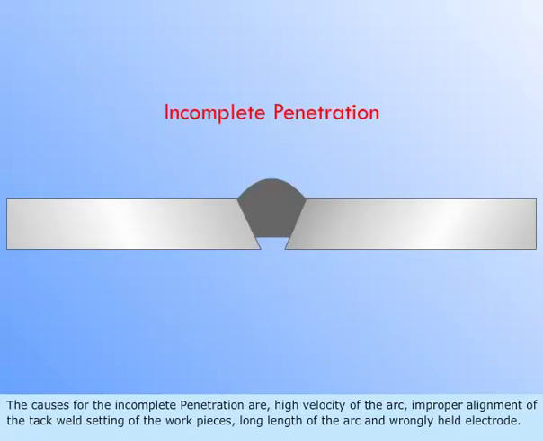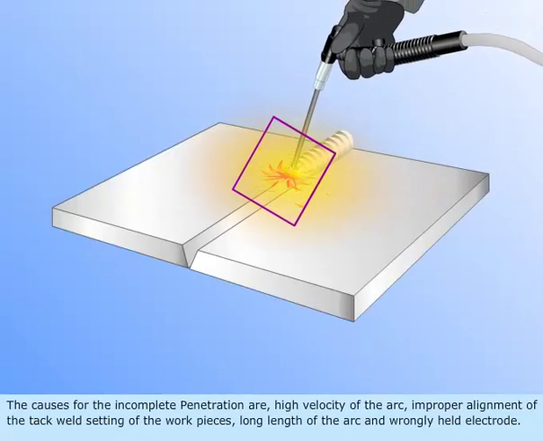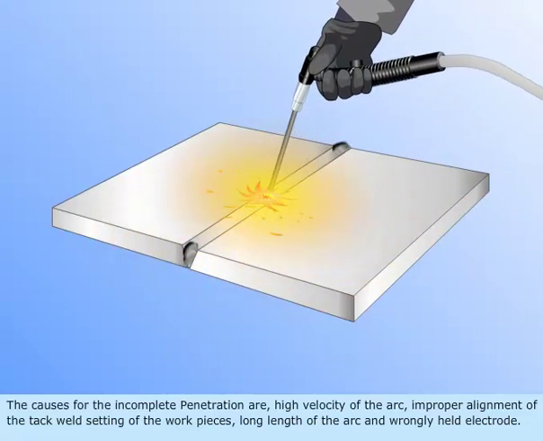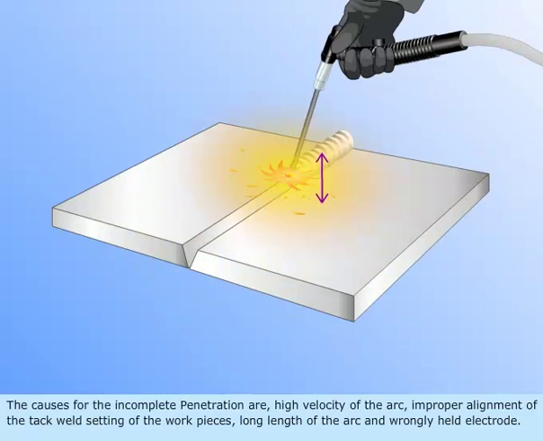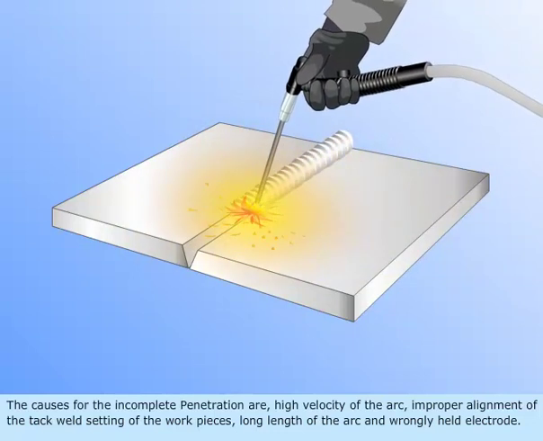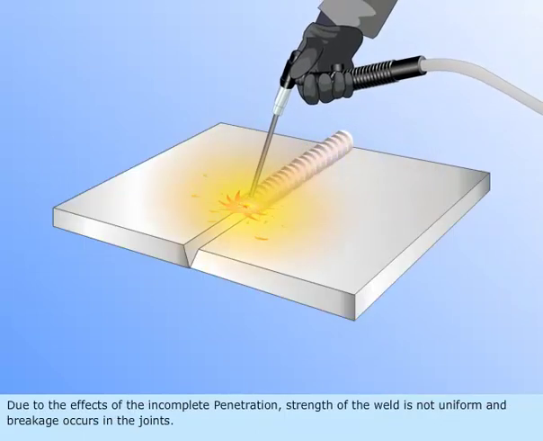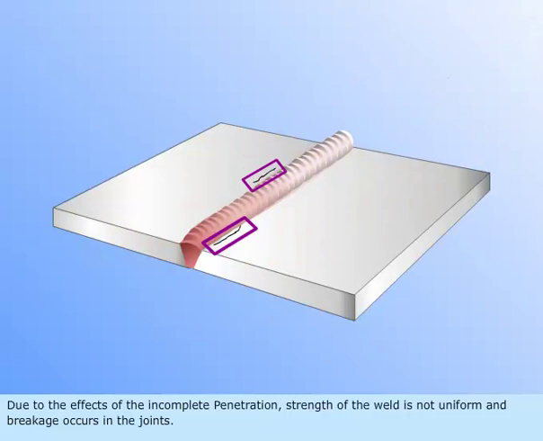The causes for the incomplete penetration are high velocity of the arc, improper alignment of the tack weld setting of the workpieces, long length of the arc and wrongly held electrode. Due to the effects of the incomplete penetration, strength of the weld is not uniform and breakage occurs in the joints.